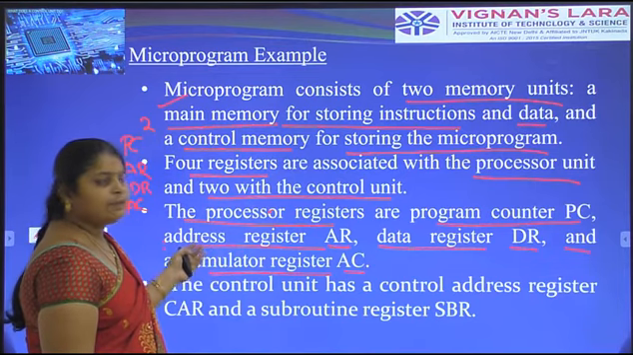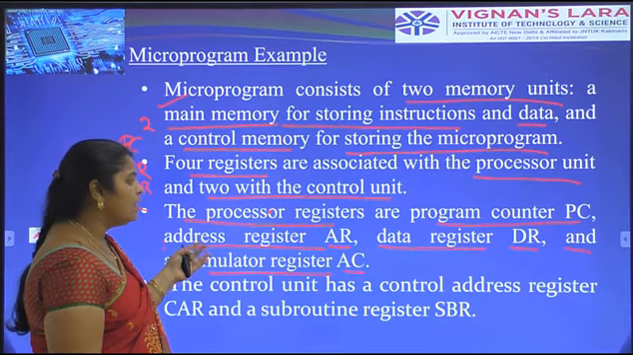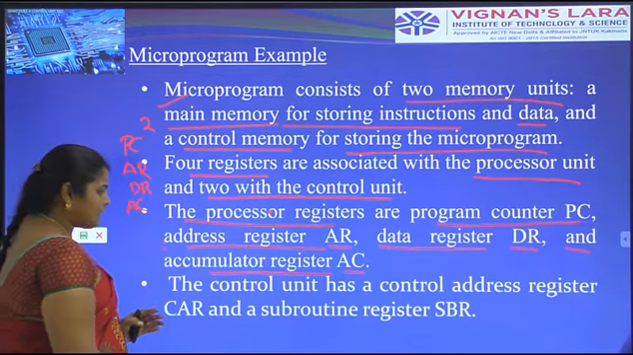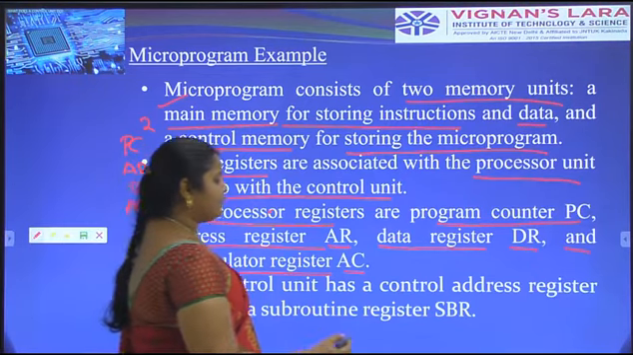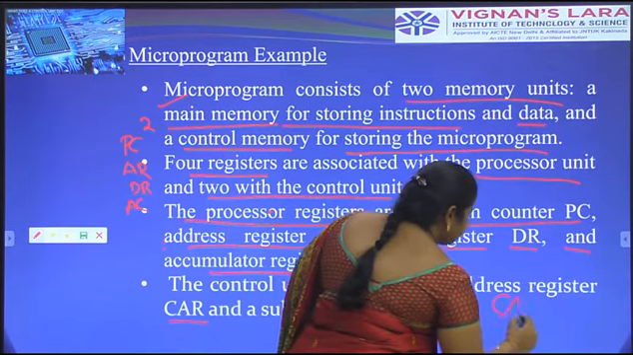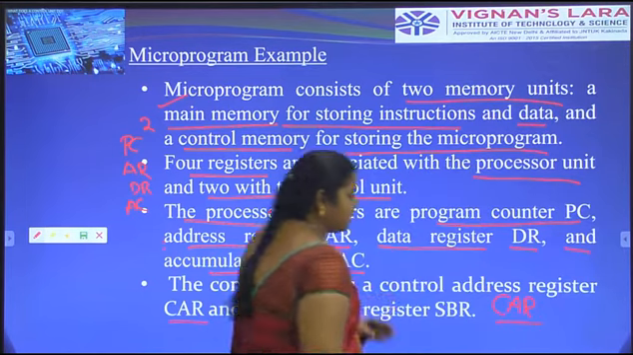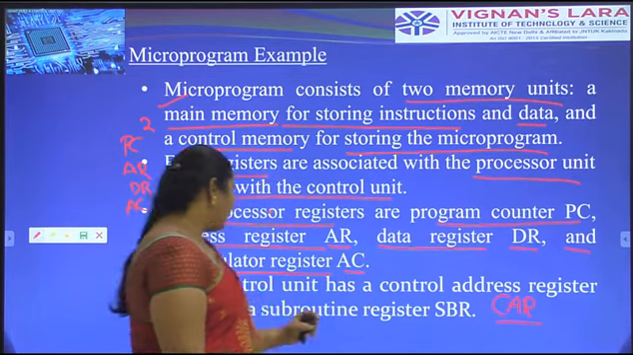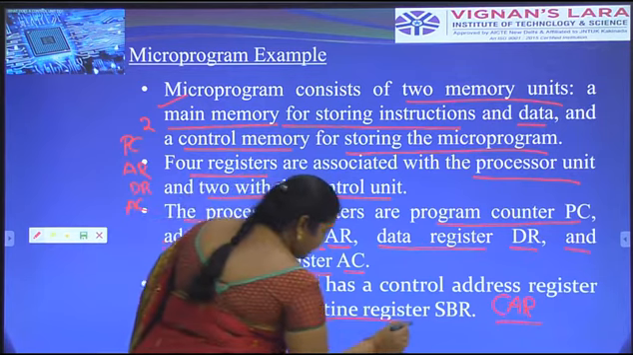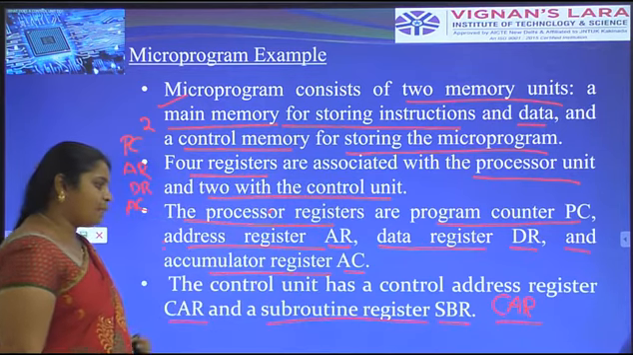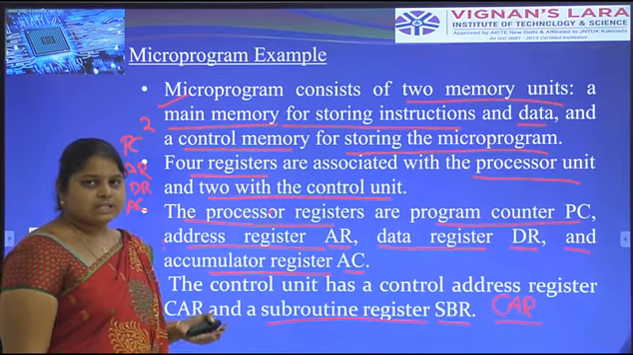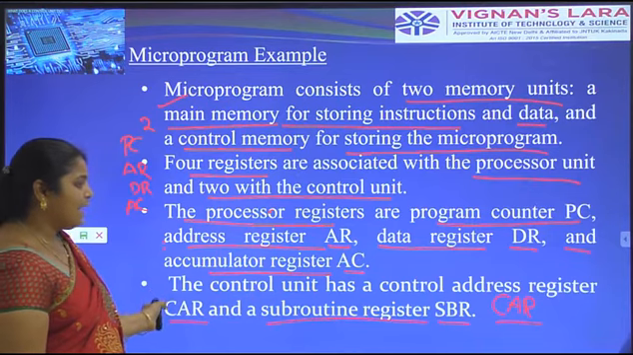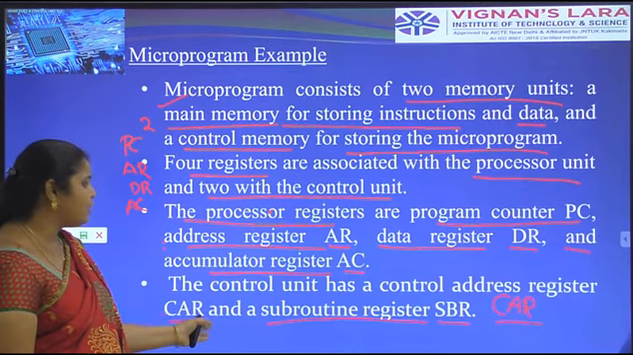Two are associated with the process unit and two with the control unit. The control unit has a control address register, denoted by CAR. The control address register specifies the address of the memory. And the subroutine register is denoted by SDR. What is a subroutine register? It is a sequence of instructions that can be done with the help of the accumulator. The control unit has the control address register and the subroutine register.